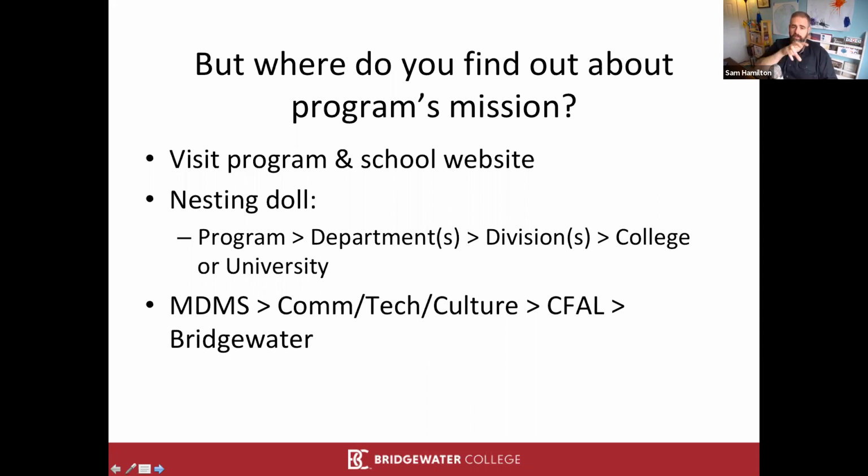trickles down to the individual divisions in the college, and that trickles down to the individual departments in the college, and that trickles down to the individual graduate programs in the college, right? So if you were to apply to the MDMS program, it is part of the Comtech Culture Department, which is part of the Communication, Fine Arts, and Literature division, and that division is part of Bridgewater College. So how do you situate the mission in that sort of tiered system, right?